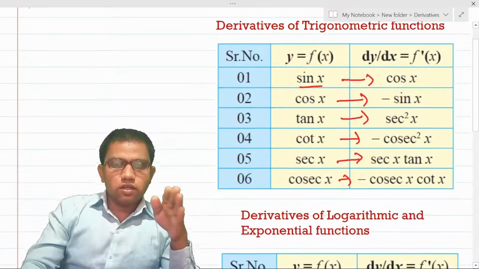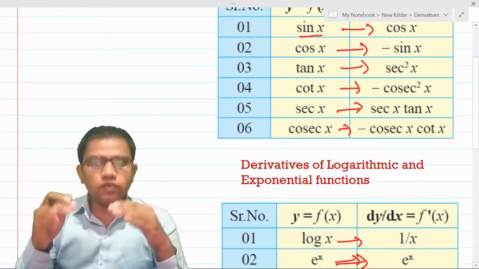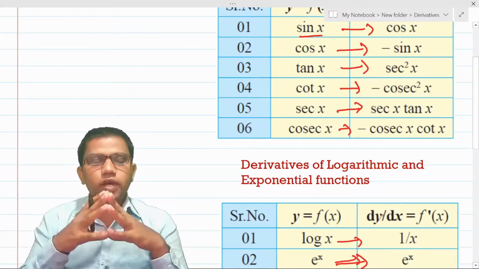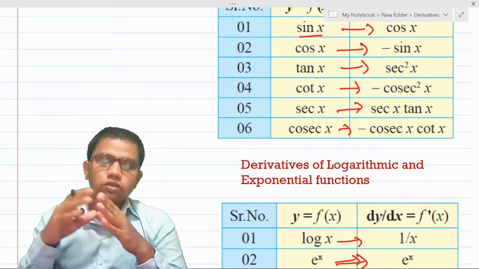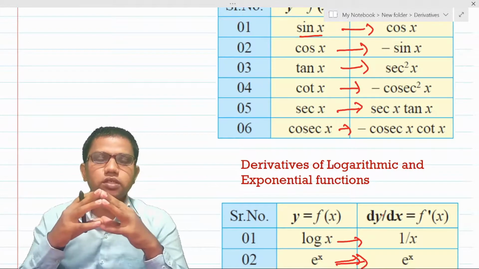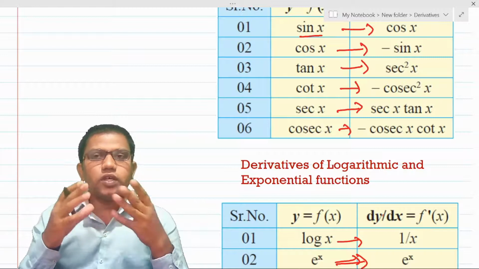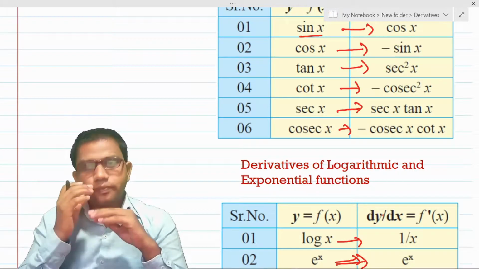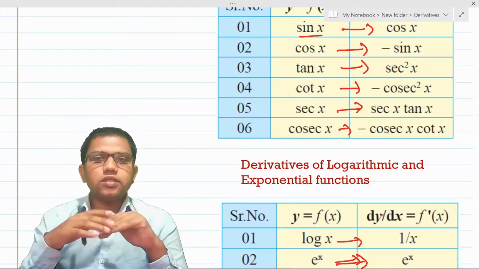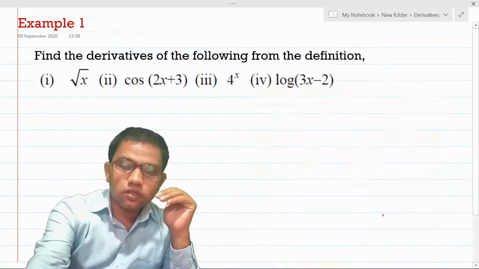In this way, these are all standard functions. Basic formulas you have to remember, or at least all these formulas, so that you can find out the answers of some basic examples. Okay, without this you cannot find the answer, isn't it? Okay, so let us see some examples with the help of this.